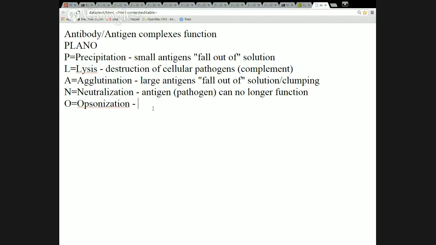O equals opsonization, which means enhancing phagocytosis. Now, the word opsonization actually came up earlier in the book, and I didn't point it out. Where it comes up in the book isn't a great place, but it does come up. It's defined. Opsonization just means anything that binds to the surface of an antigen will help phagocytes locate and ingest them. It doesn't have to be antibodies, but antibodies can do that.